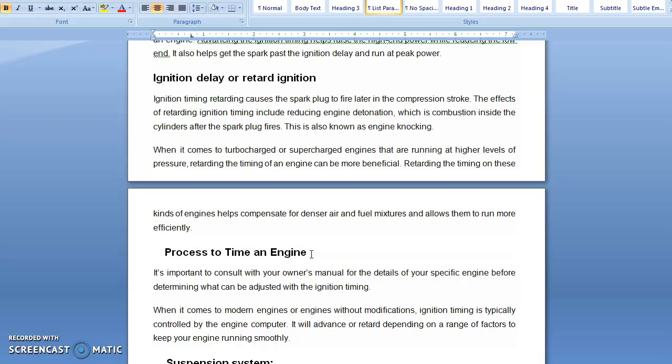Again, how can we avoid this? We can avoid it only by checking the ignition timing at regular intervals as per the manual provided by the manufacturer. So this is the process to time an engine. After that we go through the process of timing the engine. It is important to consult your owner manual. That is the only way to check or rectify it ourselves, by going through the instructions provided in the instruction manual.